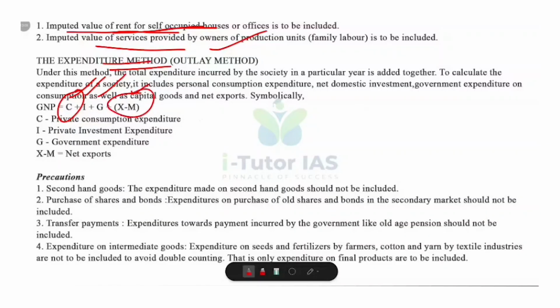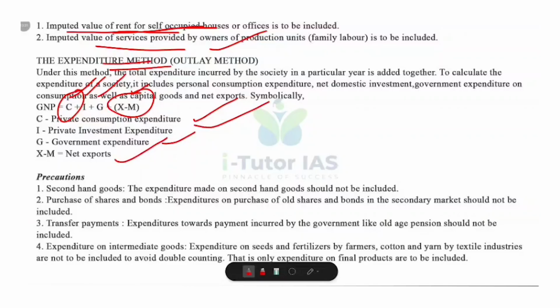And private consumption expenditure means the money spent by households on goods and services. Private investment expenditure is the money spent by businesses on capital goods like machinery, buildings or inventories. Government expenditure is the money spent by the government on public services, infrastructure, defense, salaries and so on. X minus M is the net exports, that is export minus import.